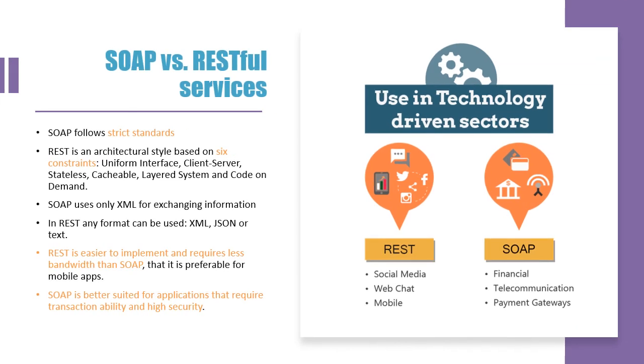Since SOAP is a protocol, it follows a strict standard to allow communication between the client and the server, whereas REST is an architectural style that doesn't follow any strict standard, but follows 6 basic constraints: uniform interface, client-server, stateless, cacheable, layered system and code on demand. SOAP uses only XML for exchanging information in its message format, whereas REST is not restricted to XML and the developer can choose which format to use, like XML, JSON or even plain text.